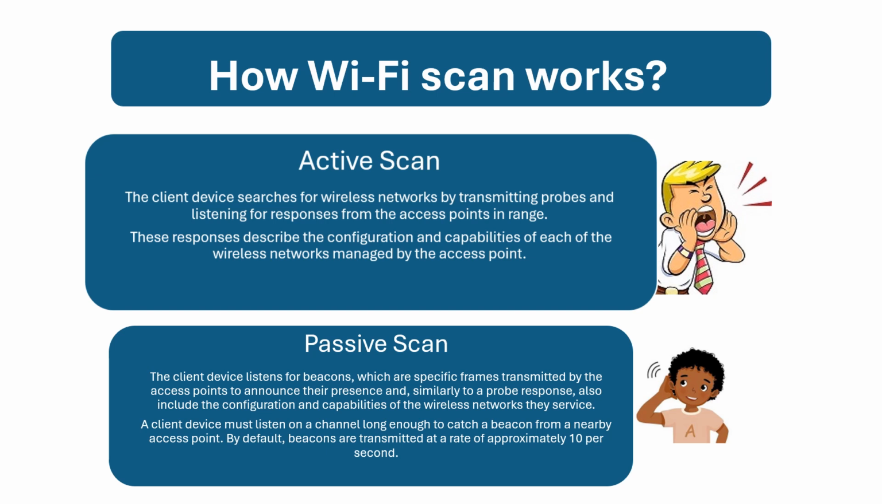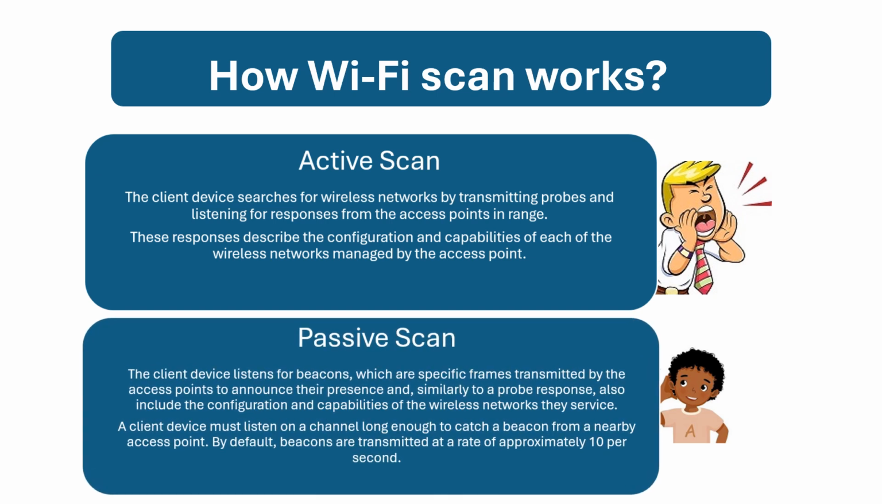In passive scan, the client device listens for beacons, which are specific frames transmitted by the access points to announce their presence and, similarly to a probe response, also include the configuration and capabilities of the wireless networks they service. A client device must listen on a channel long enough to catch a beacon from a nearby access point. By default, beacons are transmitted at a rate of approximately 10 per second.